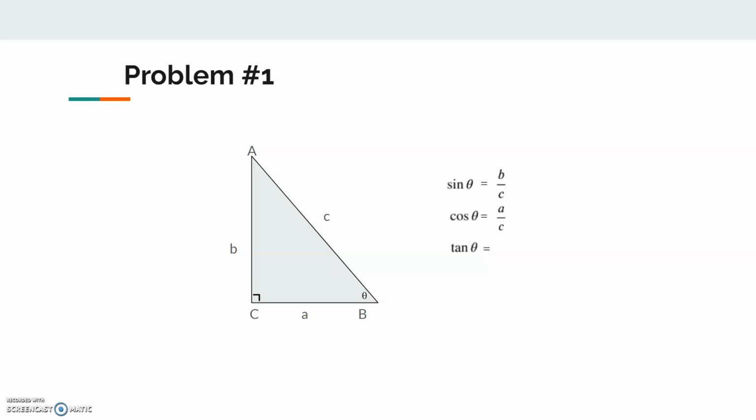Now tangent is opposite over adjacent, so this would be b over a. Using the formula from earlier, we can also find tangent by plugging in the numbers: sine, which is b over c, is divided by cosine, which is a over c. When you're dividing two fractions, you find the reciprocal and then multiply. In this case, you can cross cancel the c's and get b over a, which is the value for tangent over here.